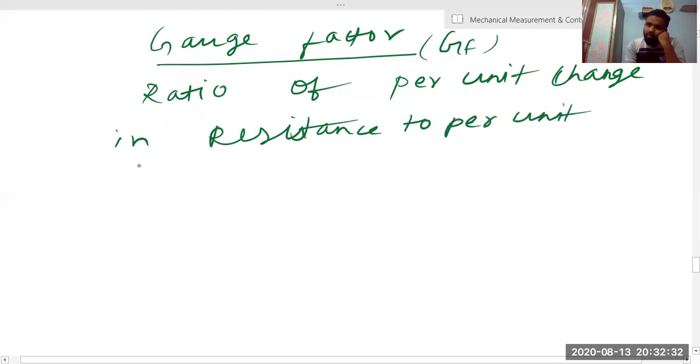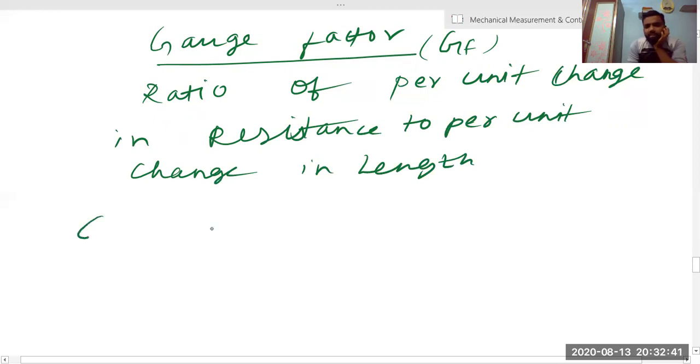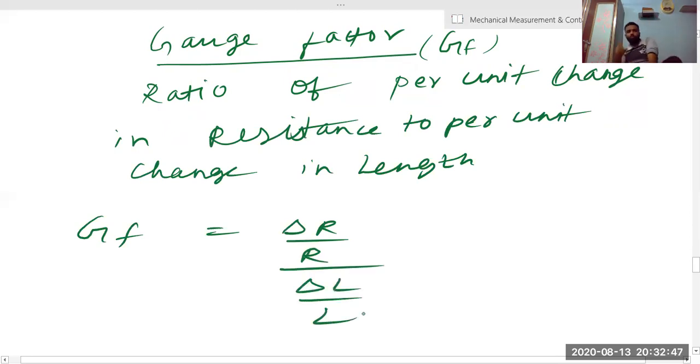Okay, so it is the ratio of per unit change in resistance to per unit change in length. Now, per unit change in resistance: for writing this, gauge factor will be change in resistance, and if it is per unit we have to divide it by R, and change in length, if it is per unit we have to divide it by L. So this is the gauge factor.